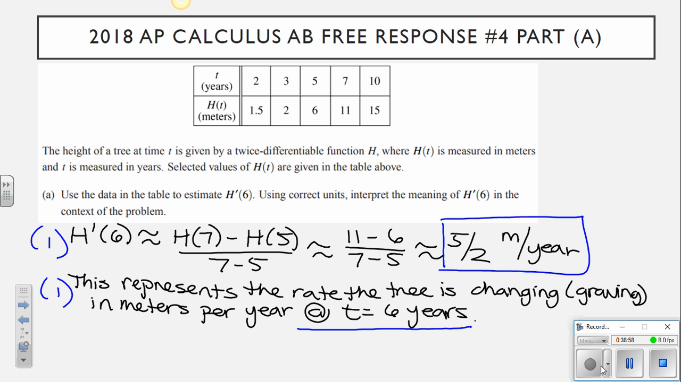Okay. On your test for derivatives, guess what you're going to have as one of the free responses? A made-up problem just like this, where I'm going to ask you to make sure that you know how to calculate it, estimate from a table, and then interpret.